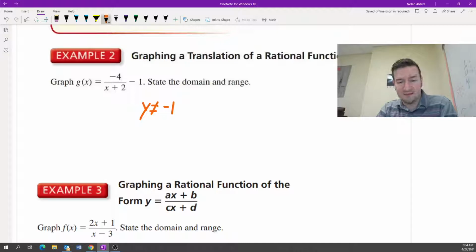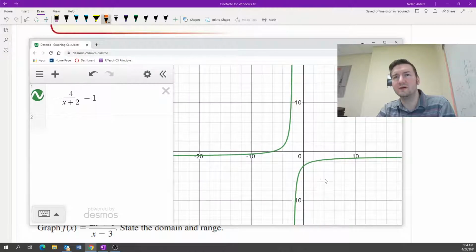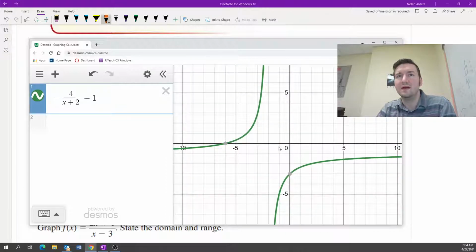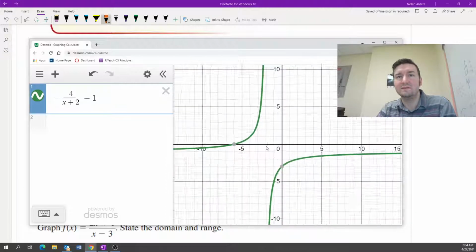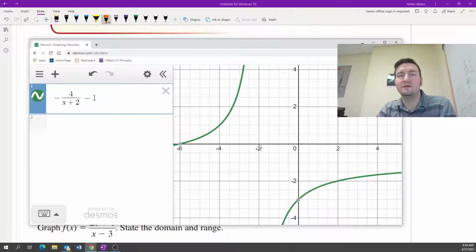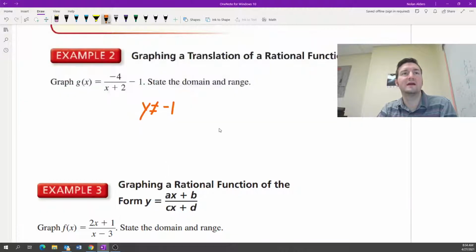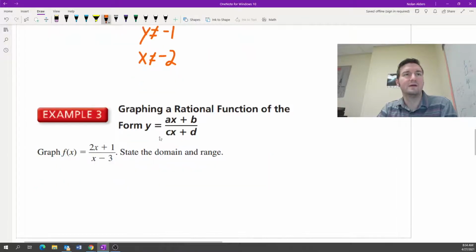Now let's look at the domain of that function, and we'll see something similar. It goes to the right forever, and it goes to the left forever. But this line right here, it approaches, but it never actually gets to. And that line looks like -2. So for our domain, x is not equal to -2. Okay?